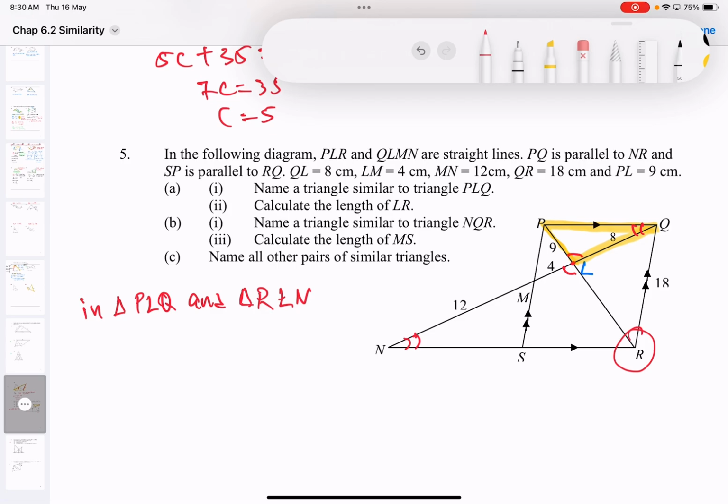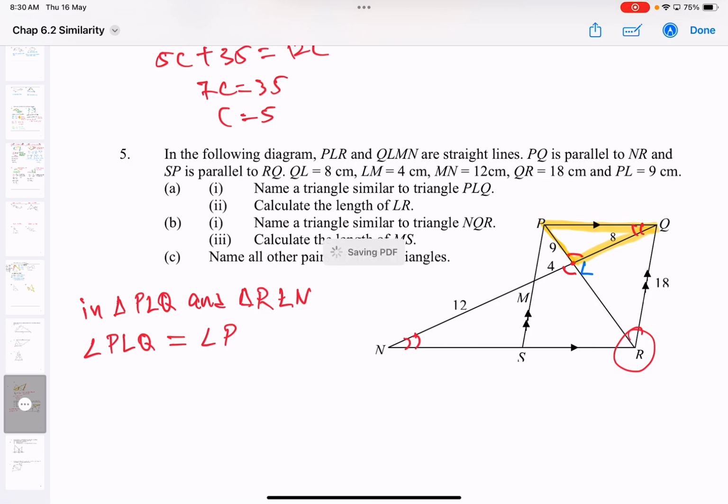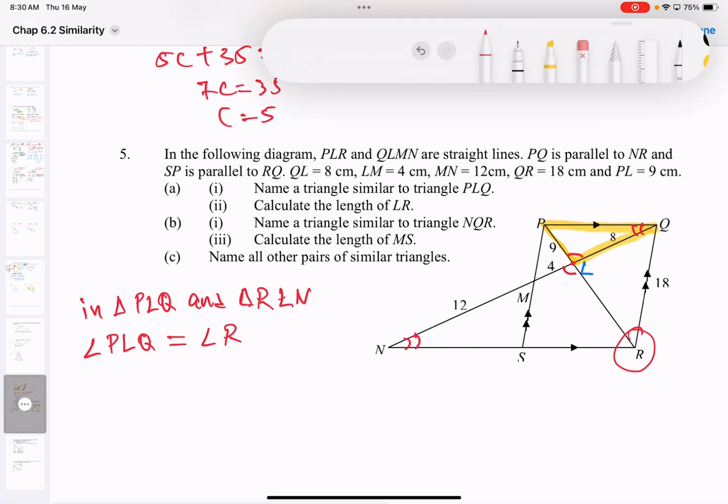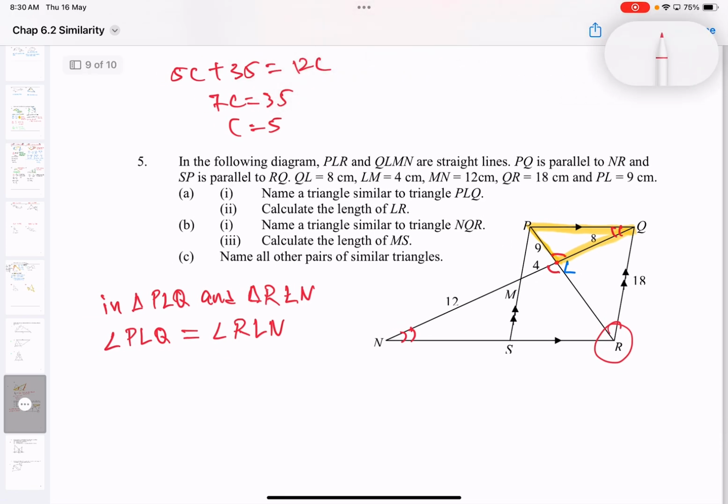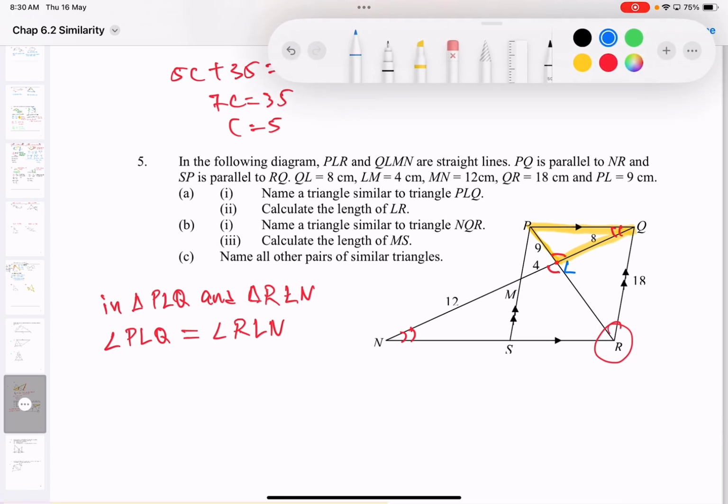So in this two, the first thing, maybe let's do the vertically opposite. So I know that angle PLQ is equals to angle RLN. What is the reason? Vertically opposite angles. Okay, so that is my first A.